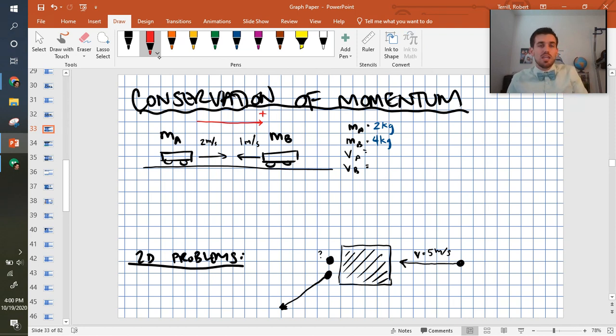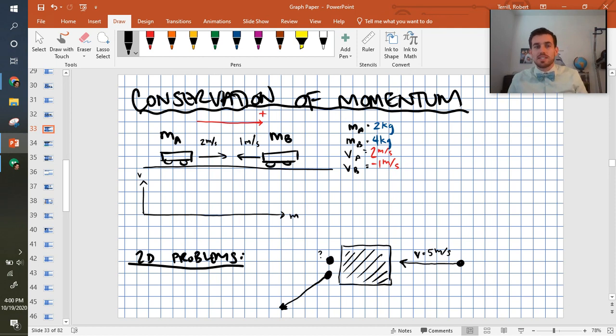So be careful. In this problem, since I said going to the right is positive, block A or cart A has a velocity of 2 meters per second, and block B or cart B has a velocity of -1 meter per second because it's going the opposite direction. So one way that I can diagram this is by drawing a momentum diagram or momentum bar charts that are really similar to the energy bar charts we used in our last unit. For these bar charts, I'm going to do anything along this axis as my mass and anything along that axis as my velocities.